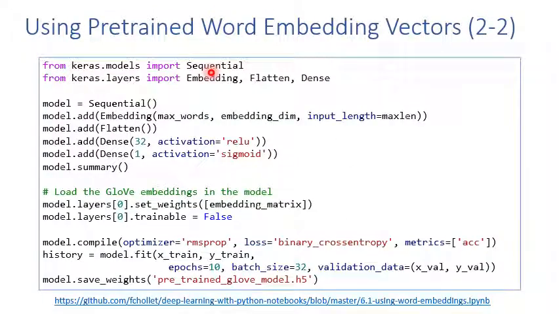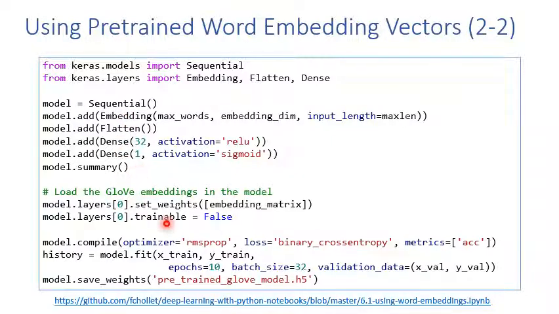Once we have loaded the pre-trained embedding vectors, we create a neural network using the sequential model and the embedding layer as usual. Just set the right input and output dimension. The input is 400,000 and the output is 100. Then we use set weights to set the coefficient saved in the embedding matrix to our embedding layer.